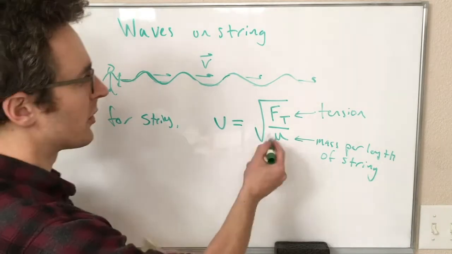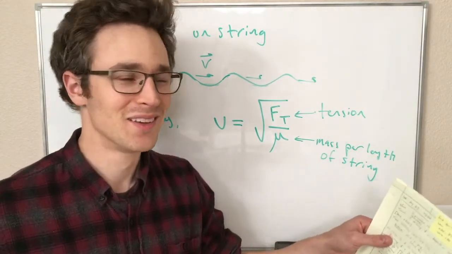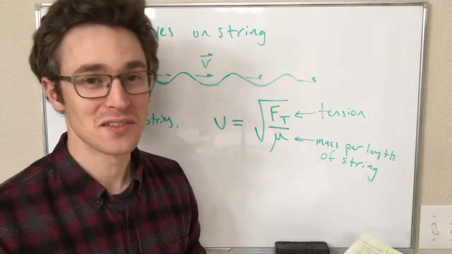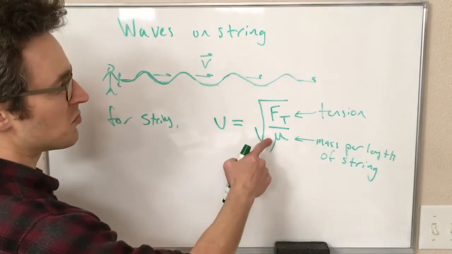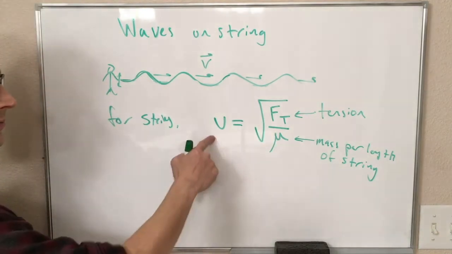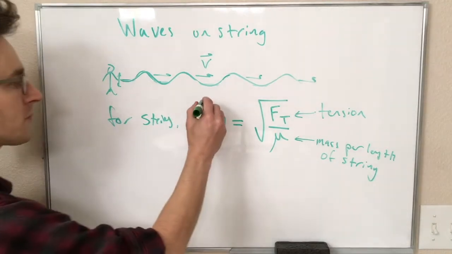In other words, if you want to know what this value is, if you have a piece of string, measure its length, measure its mass, divide the mass by the length, and there you have it. So mu should be in units of kilograms per meter. F should be in units of newtons, and we'll get our velocity in meters per second. All right.